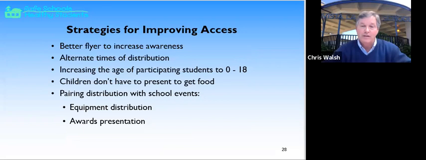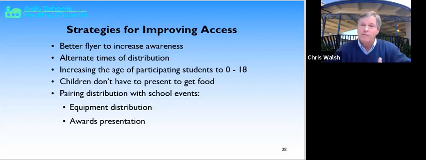But what we've expanded to now is to have children from 0 to 18, and the children don't have to be present. So if the kids are home on their Zoom classes, the parent can pull up, say, okay, I need food for 3 kids, and that food will be filled up and they can take off and enjoy that food. So it's really streamlined things for parents and made it a lot easier.